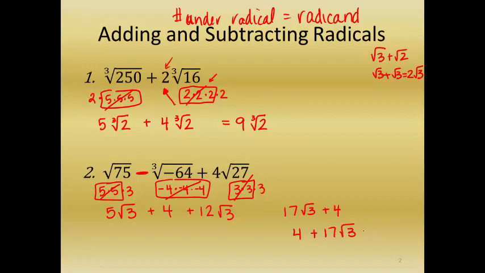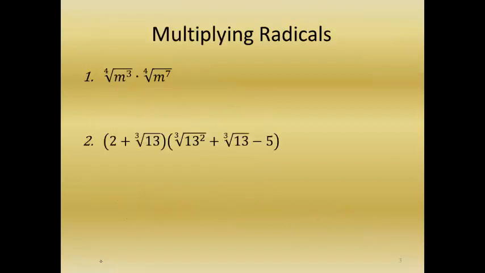There's no right or wrong way of writing these, so long as you know you're not adding the 4 with the 17, because the 17 belongs to the radical. All right, let's move on to multiplication.